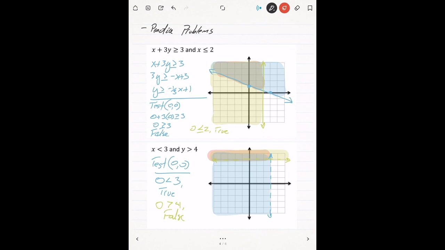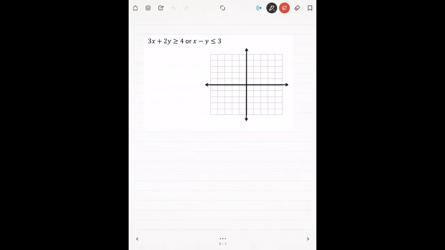Let's go ahead and take a look at another problem, slightly different. You'll notice in this situation, we're dealing with an OR compound. I want you to go ahead, work this solution out, graph both of the lines, see what their solutions are individually, and then decide what's the solution to this OR compound going to look like on the graph.